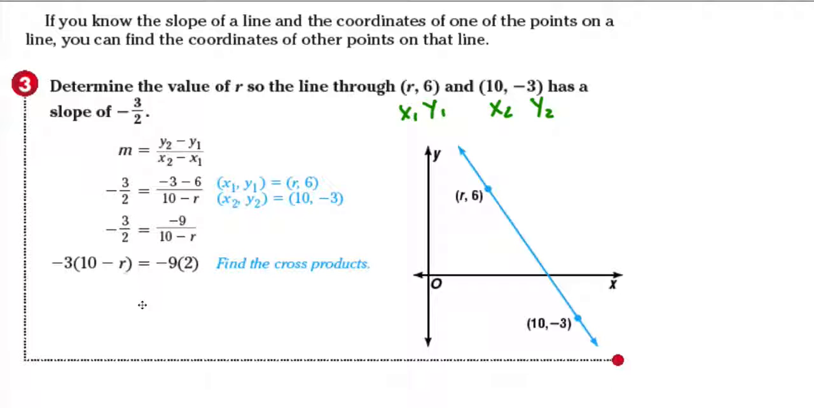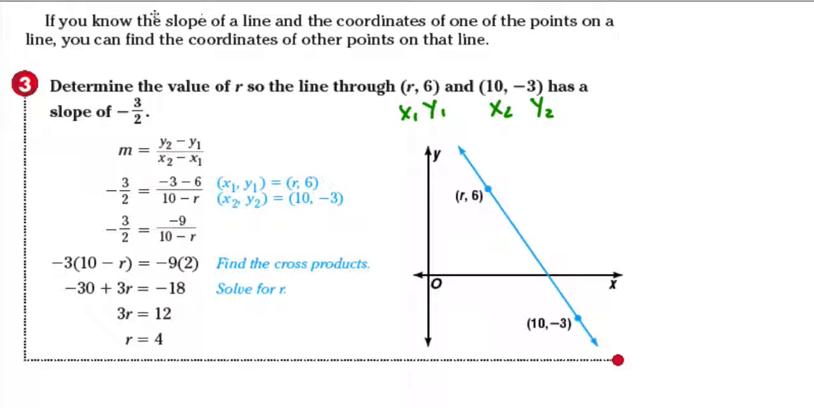So finding the cross products, we do the distributive property: negative 30 plus 3r equals negative 18, and we simply solve for r. Then we add 30 to both sides. Okay, 3r equals 12, and we divide both sides by 3. r equals 4. So the value of our x coordinate will be 4. So that means the line with a slope of negative 3 halves passes through two points, (10, negative 3) and (4, 6).